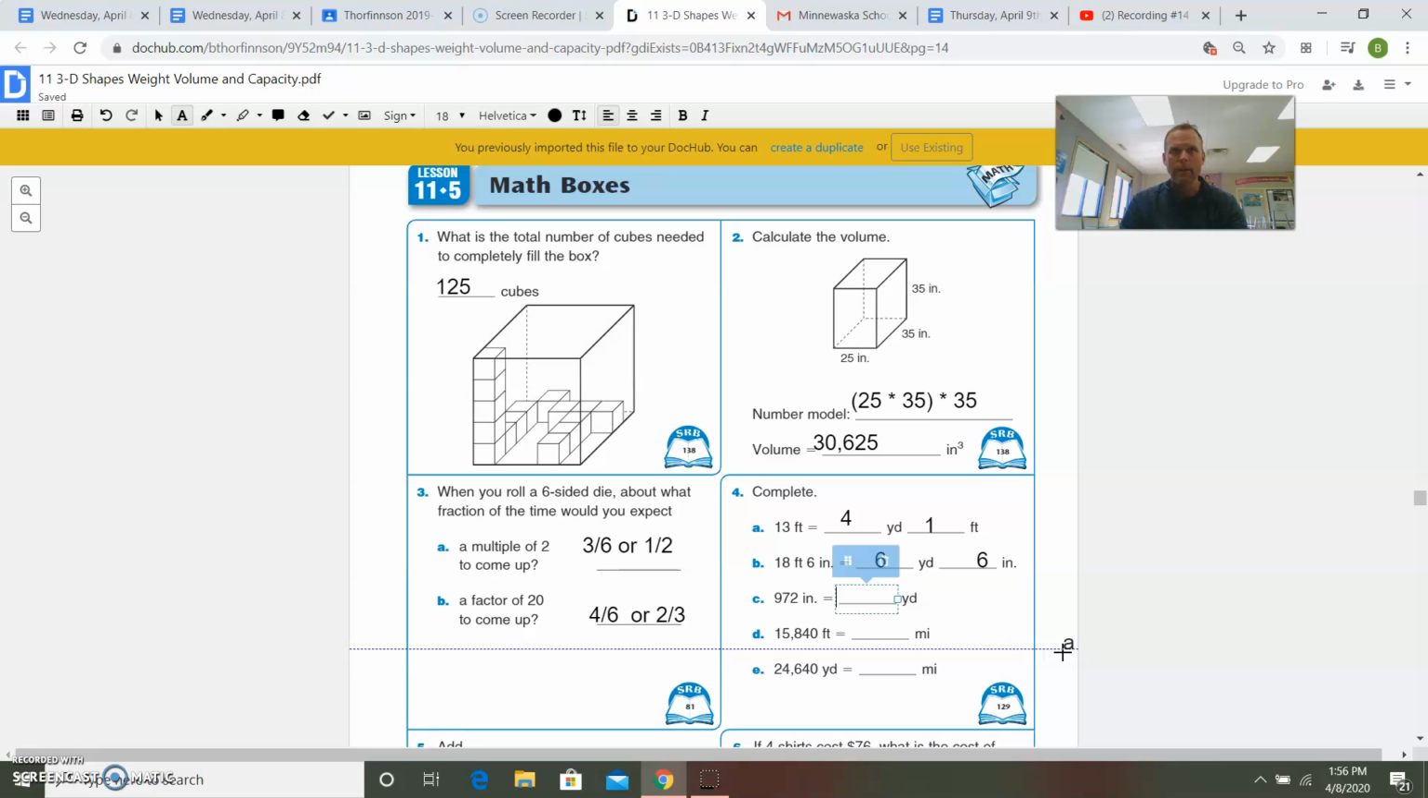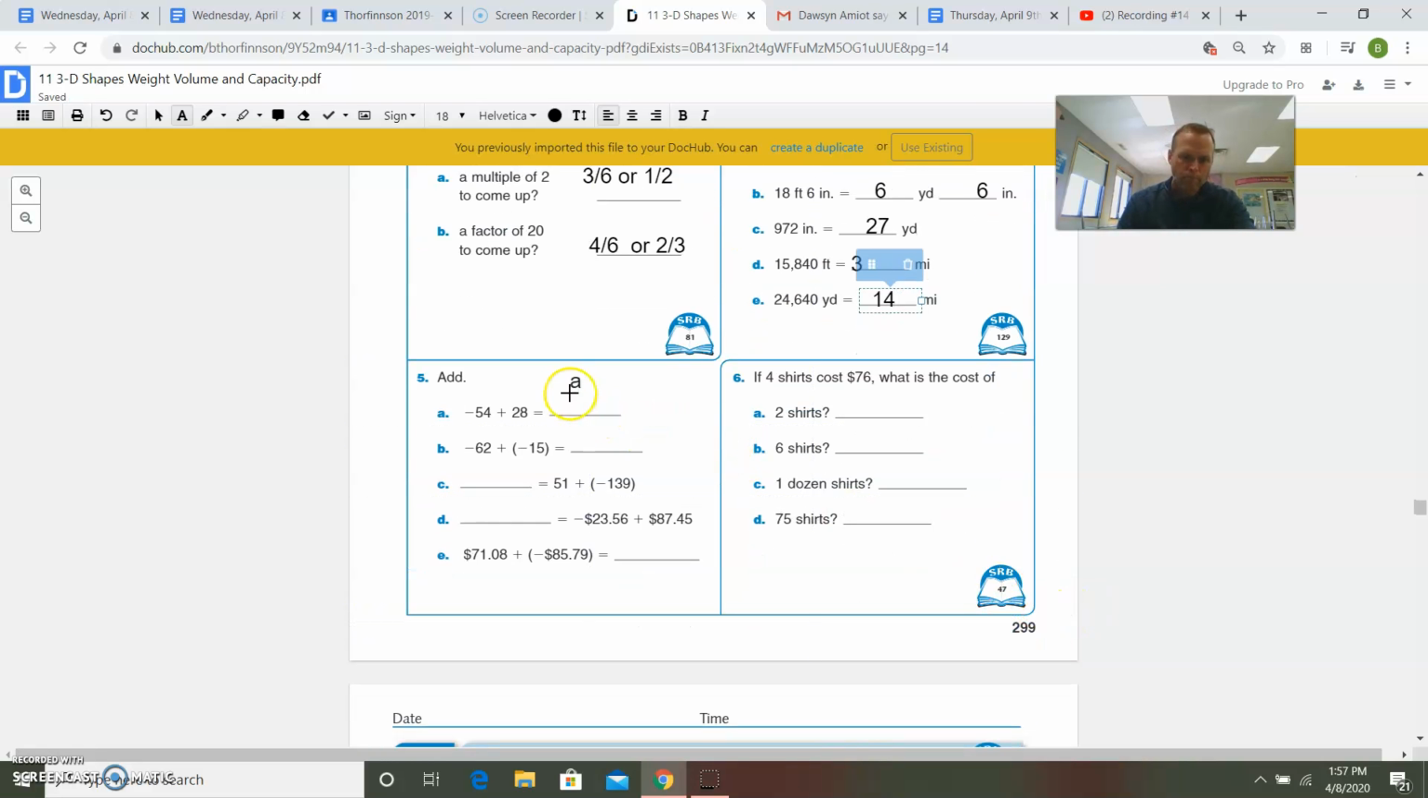This one you wouldn't necessarily need a calculator for, but some of these others, yes. 972 inches is how many yards? The answer is 27. Into miles, if you have to find the conversion between feet, yards, and miles, you need to look in the back of your book, and it has some of those conversions back there, but you would definitely need a calculator for some of these. This is 3 miles, and the last one would be 14 miles. Again, those were extra credit.